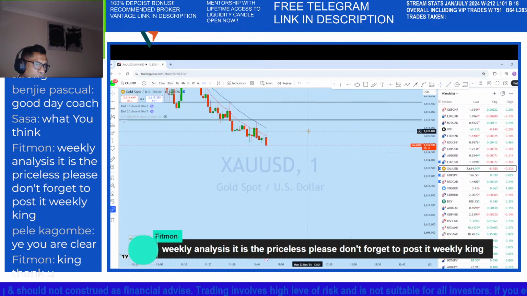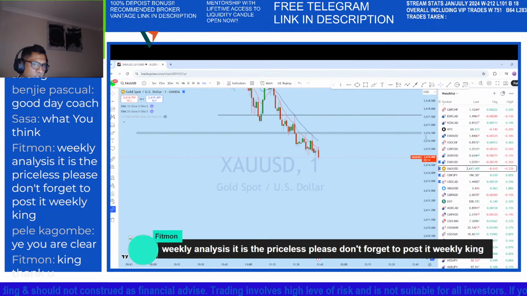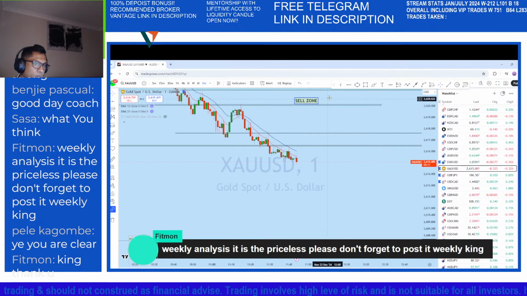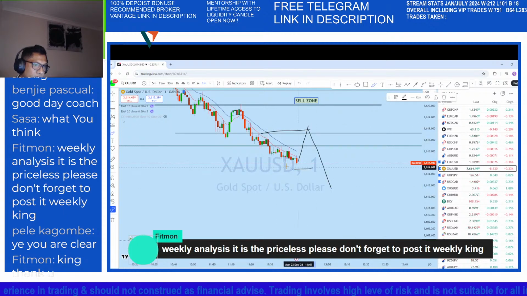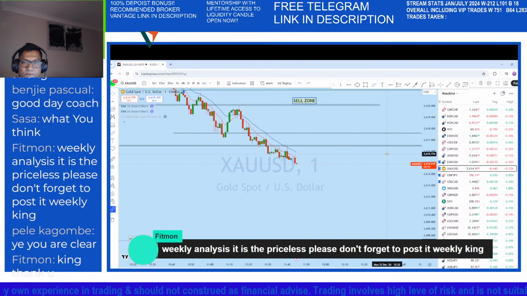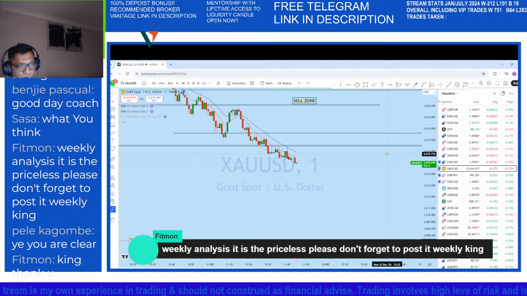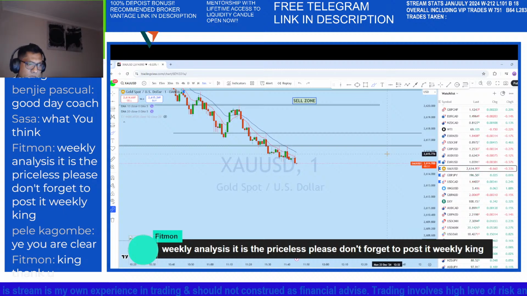For an entry, I was waiting for a break of structure here. So let's wait for a potential break of structure. If we see that any of this swing high is broken, we will be placing the pending order below this level, stop loss above this high. First, wait for that to happen. Patience is key, guys. So patience is key in trading. If you're patient enough, you are done. So make sure you are patient enough.